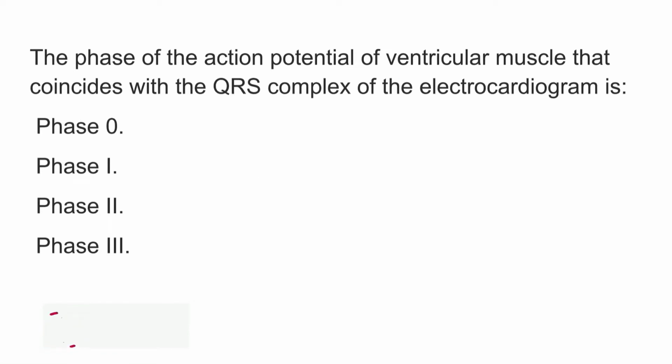The phase of action potential of the ventricular muscle that coincides with the QRS complex of the electrocardiogram is? For this, you should know certain basics about the ventricular muscle action potential graph. So, when we consider this to be the baseline, the phase 0 is the depolarization wave. So, this is the phase 0, this is depolarization.